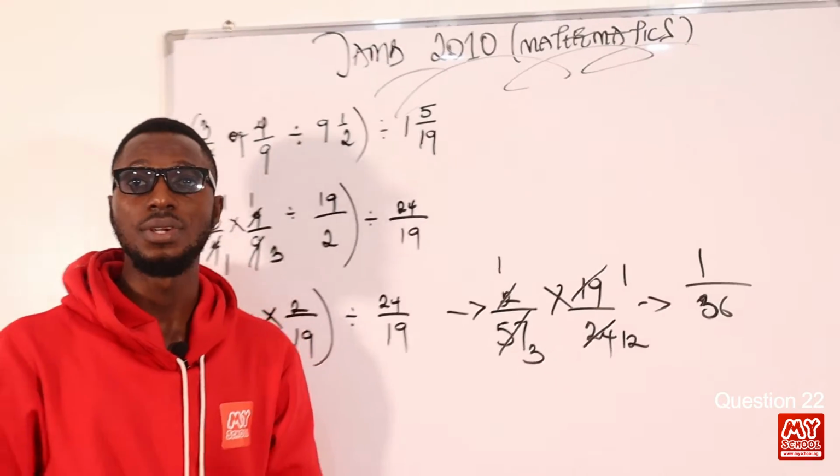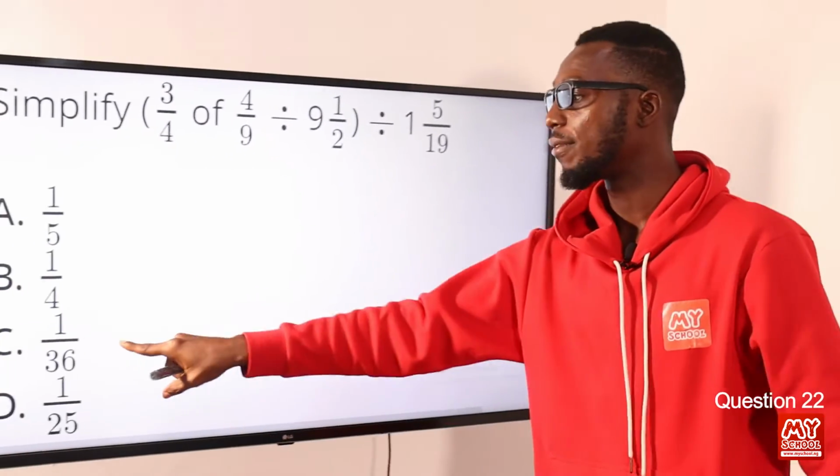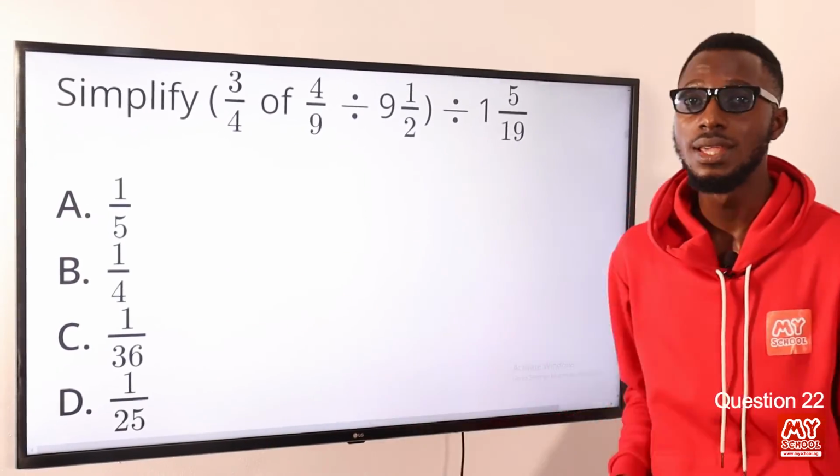So let's move back to the screen to pick out 1 over 36. That can be found in option C. So option C is the correct option.